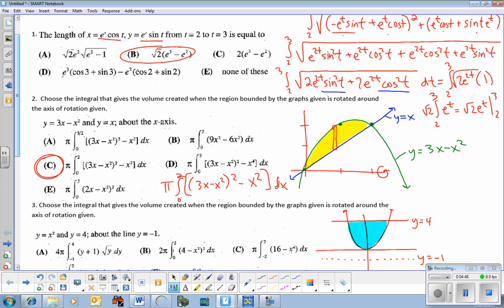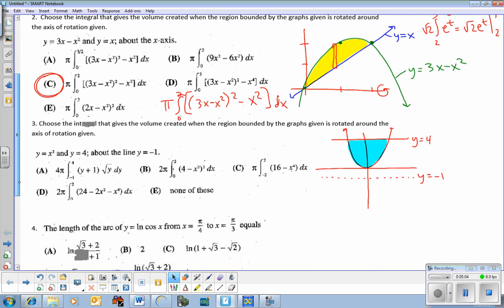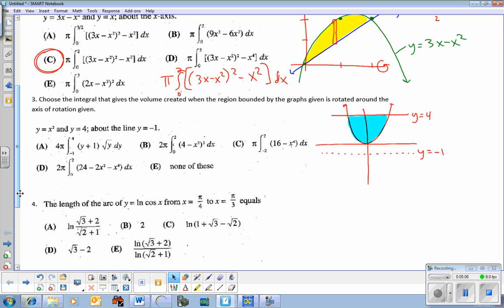All right, if you don't have a picture and you need it, just plug in a couple points. I already had the graph drawn, but plug 0, 1, and 2 into your parabola, and you can see where that shape meets the line. You'd be able to do that. You're not going to have to do any ridiculous graphs without a calculator, but that's one you should. All right, so we have y equals x squared, y equals 4. That's the blue region, and we want to spin it around y equals -1.